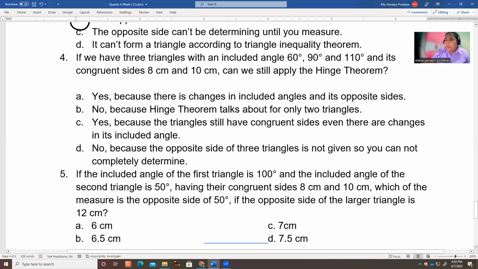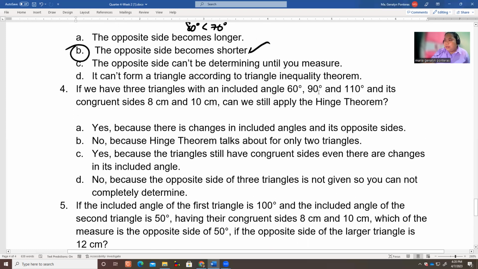Next, if we have three triangles with included angles 60, 90, 110, and its congruent sides are 8 cm and 10 cm, can we still apply the Hinge Theorem? Okay. So the answer is letter B, no. Kasi triangle inequality theorem talks about only two triangles. Yan. So hindi tayo makakapag-compare ng three triangles.